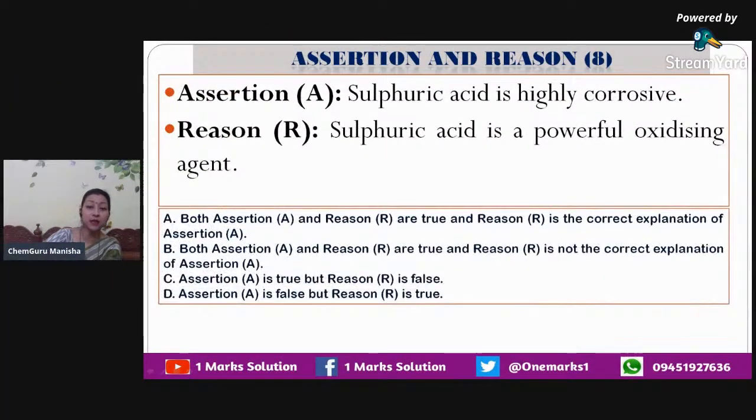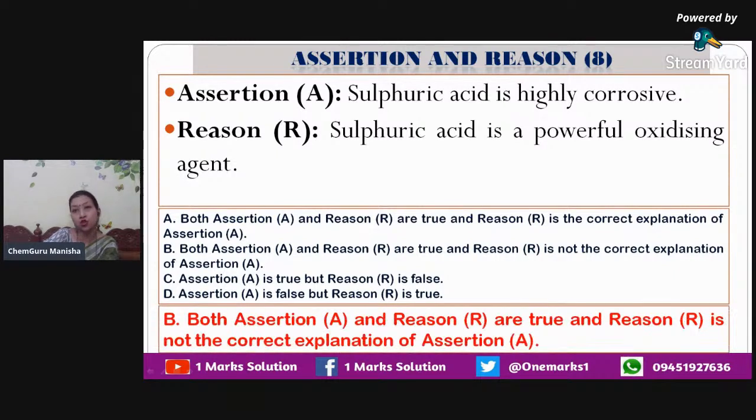Now when we say that it is a powerful oxidizing agent, we absolutely understand that it is true. Sulfuric acid is corrosive, sulfuric acid is powerful oxidizing agent, but they are not explaining each other. Why? Corrosive का oxidizing agent से कुछ मतलब ही नहीं है. यहाँ पर इसकी जगह पे होता है that it is a dehydrating in nature. तो हम कह सकते थे that yes, it is correctly explaining, because corrosive something is which is tampering the surface of any substance or any metal.